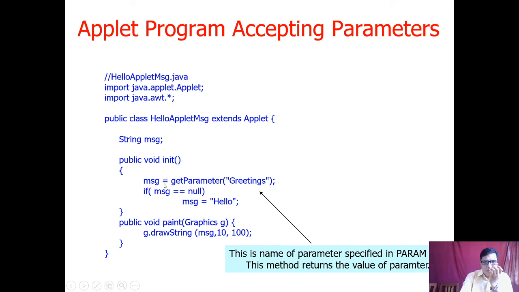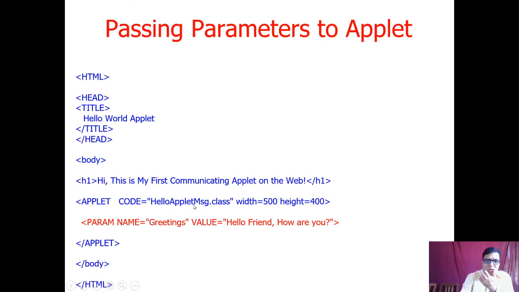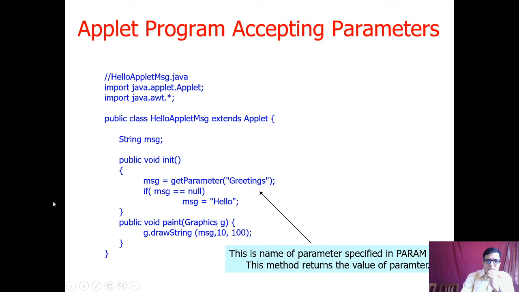Please observe the message variable. What am I using? getParameter. What is the purpose of getParameter? Accessing the values. Which value is it accessing? Greetings. I am passing the parameter, right? Which parameter have I passed? The name attribute. What is the name attribute? Greetings. What is the value of the name attribute? Got it? If I pass greetings, what is the value in greetings?